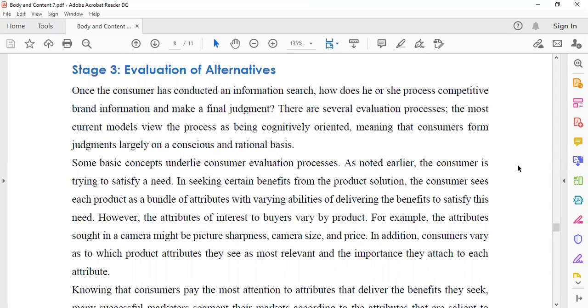Consumer sees each of these products as a bundle of attributes that has different abilities of delivering the benefits to satisfy his needs. However, these attributes of interest to buyers vary by product. For instance, 2 persons may go into a phone shop. Mr. A is looking for high internet speed. Mr. B is looking for camera quality, video quality, sound, and all whatnot.